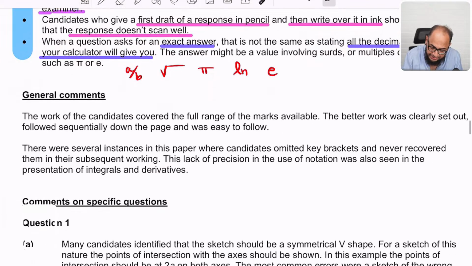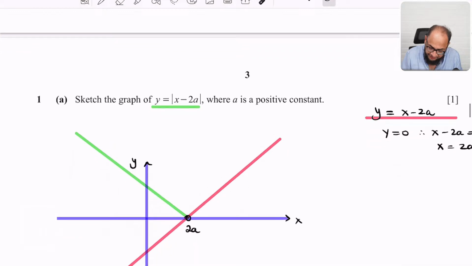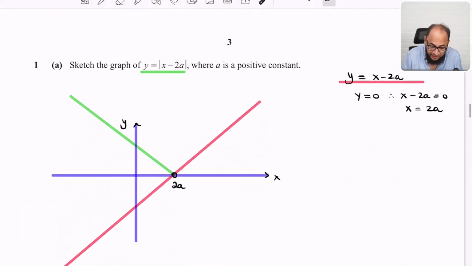And let's now start with the paper. So now the paper gives us the first question. By the way, this paper is already solved for you. I'll go over all the necessary details. It's a walkthrough solution. It says sketch the graph of y = |x - 2a|, the whole thing modulus, where a is a positive constant.